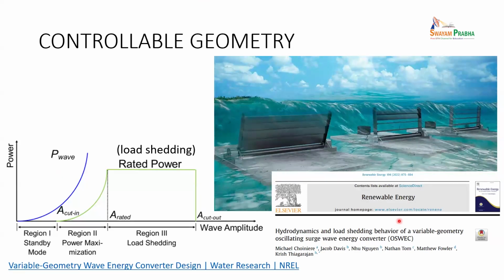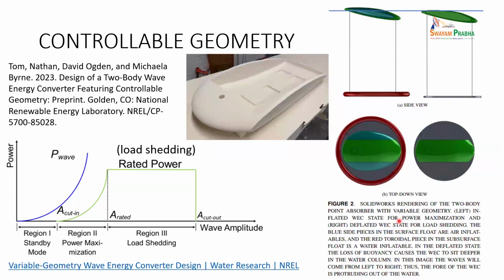They also did an experiment and published this paper together with Chris at the University of Massachusetts. So you can read more about such kind of design with variable or controllable shape or geometry. And this is for a wave surge device. And similarly, Nathan Tom also proposed this design.